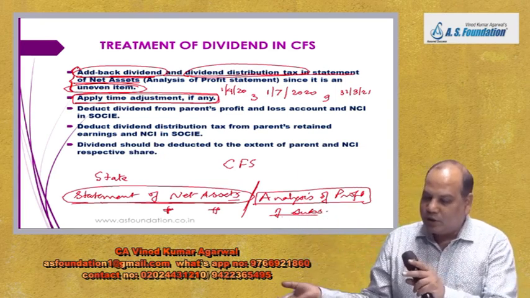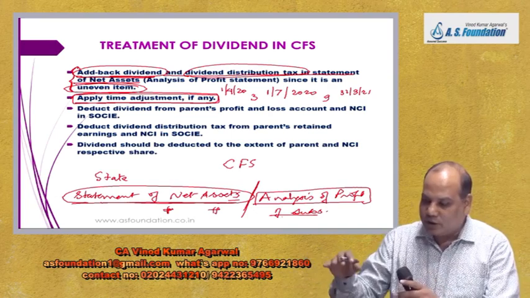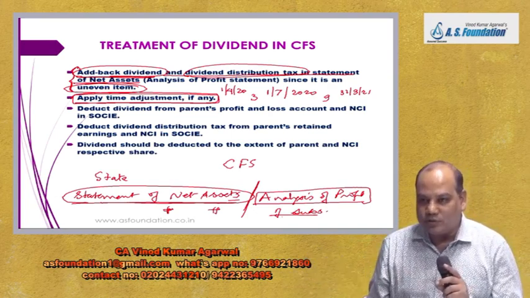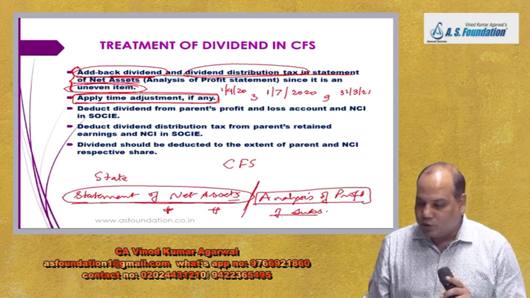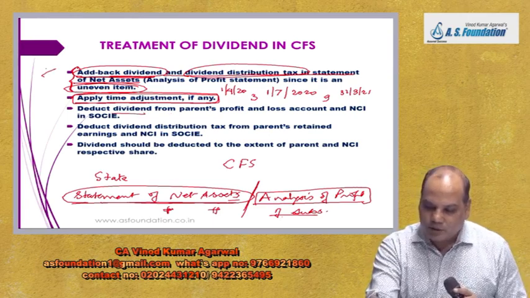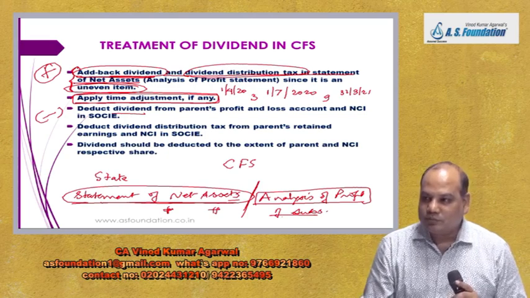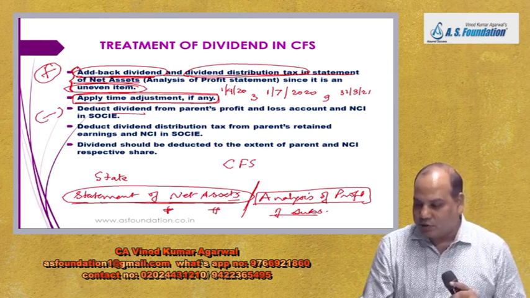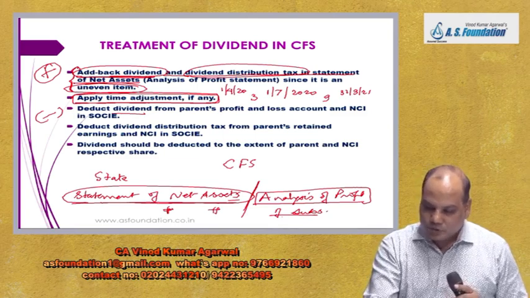So if I give the reverse effect of that, if I reverse that entry, now I get profit which is uniform throughout the year. Then you adjust in the time ratio, deduct dividend. Now we have added back at one place, so there must be a contra effect also somewhere. Contra effect will be dividend will be deducted from parent's P&L account and NCI in statement of changes in equity.